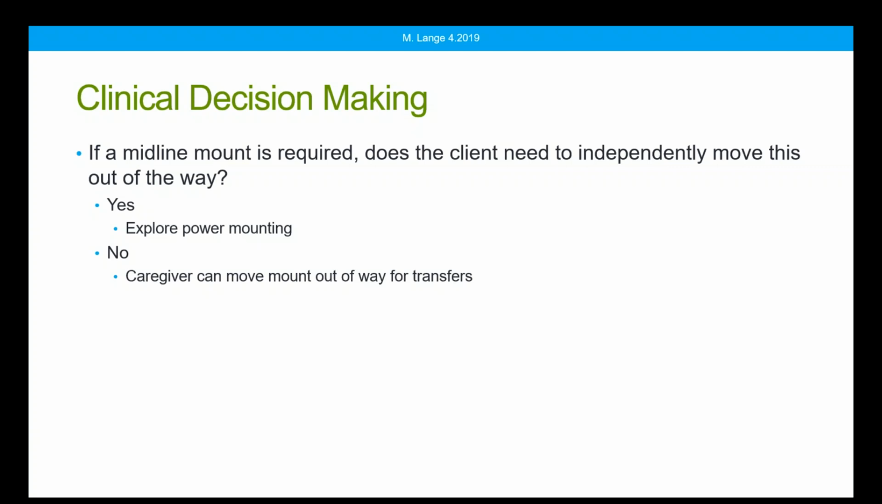If a midline mount is required, we need to determine if the client needs to independently move it out of the way. If so, we can explore power mounting options. If not, well, the caregiver can move the mount out of the way, particularly if they're needed to help with transfers anyway. It's difficult to justify funding for a power swing away mount for a joystick unless the client is capable of making that transfer on their own.